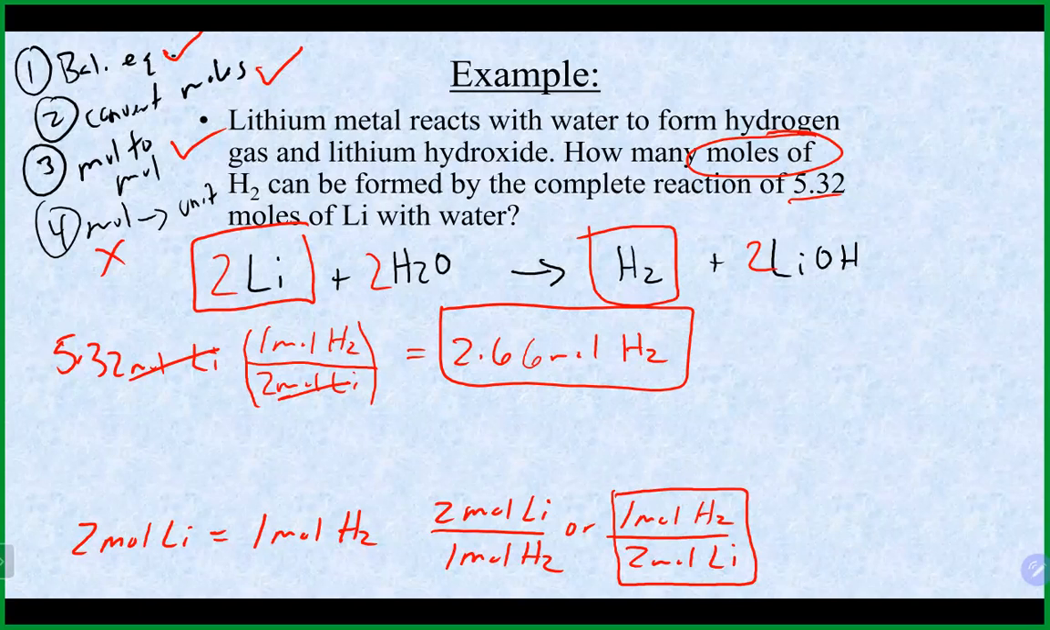If I did want to get grams, what would I need next? I would need the molar mass of H2, right? So again, we go back to our periodic table, use 2.016 and use that to convert it out.